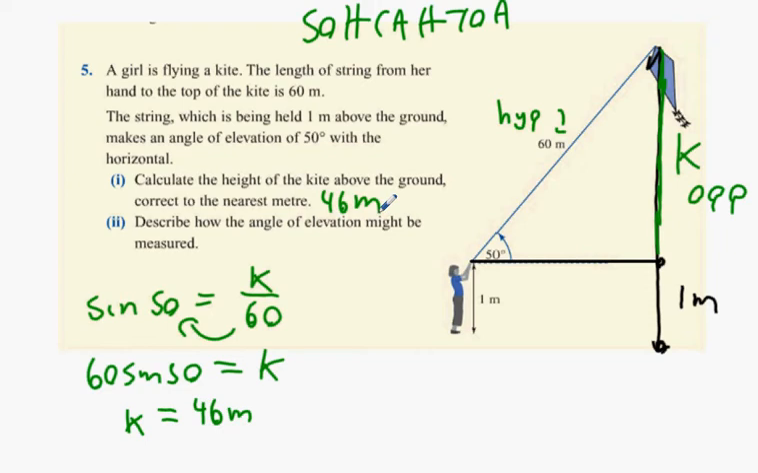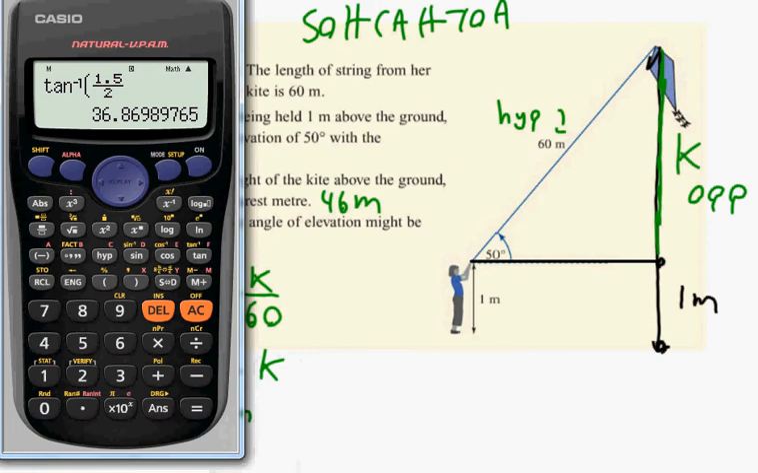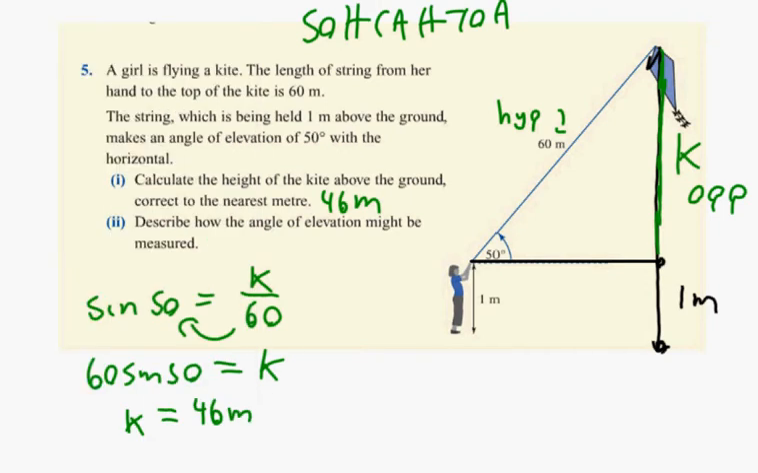Now, what's that? Yeah. Oh, it's not to scale, right? Yeah, it's not to scale. 60 sin 50. Yeah, 45 rounded up to 46. Now, we have to add on the extra meter, don't we? So the answer is actually 47, because you have to add on the extra meter at the end.